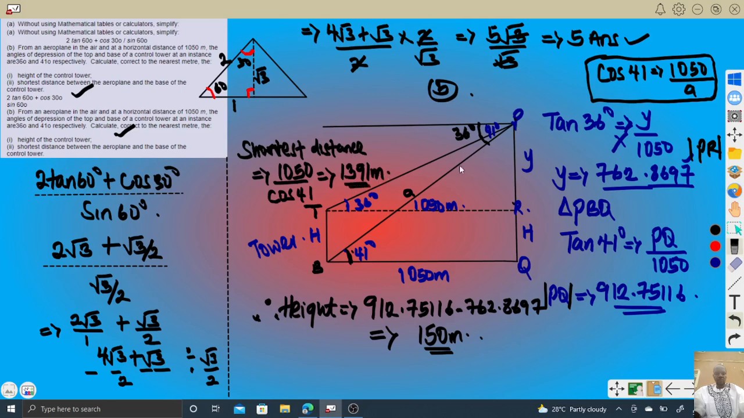This is the shortest distance from here to here. I used this triangle PBQ. Then I used this base. This is adjacent over hypotenuse, and I used cosine. And I was able to get the formula to have this.